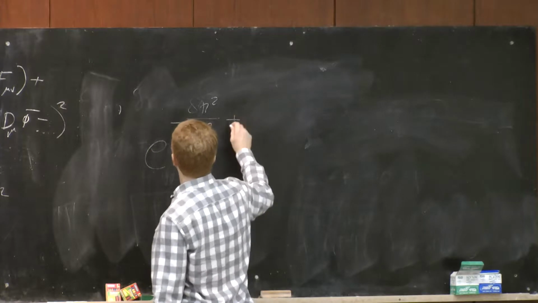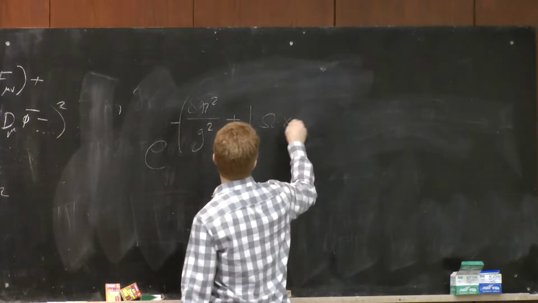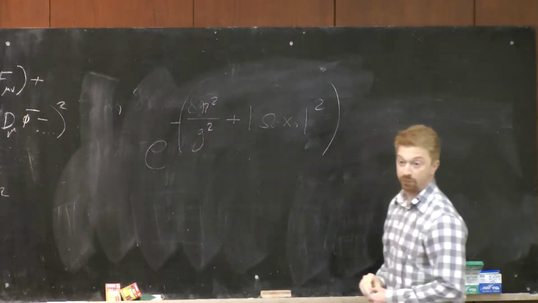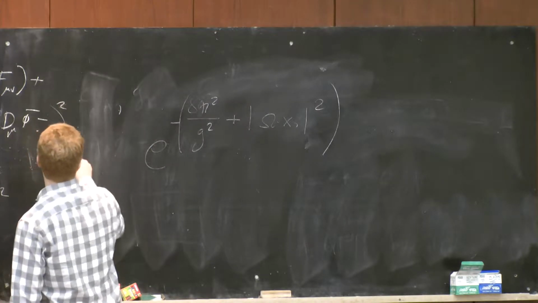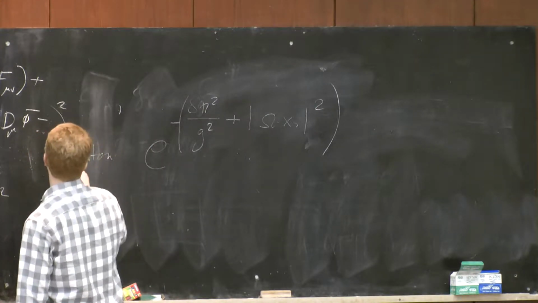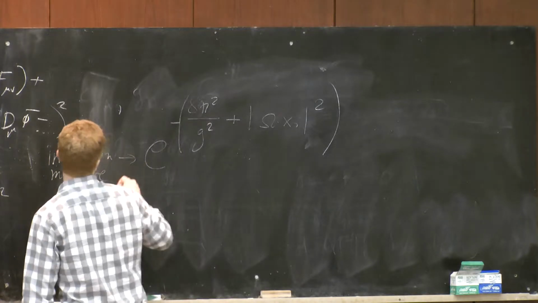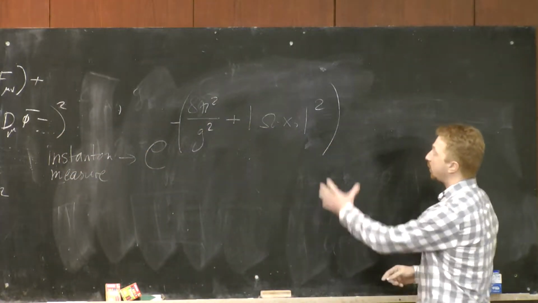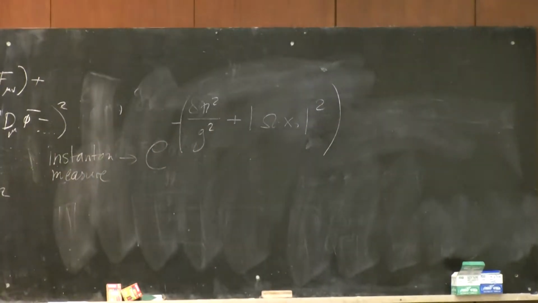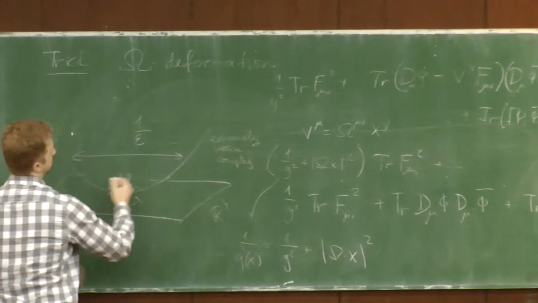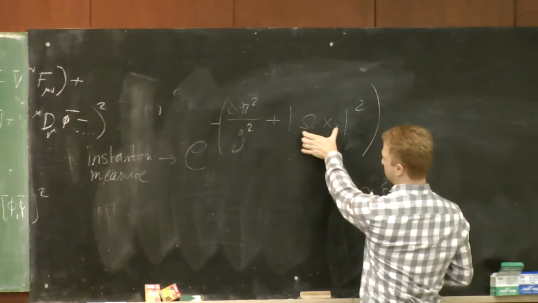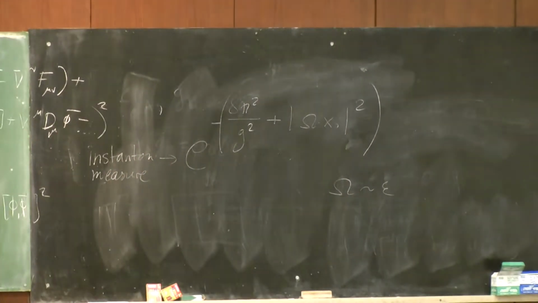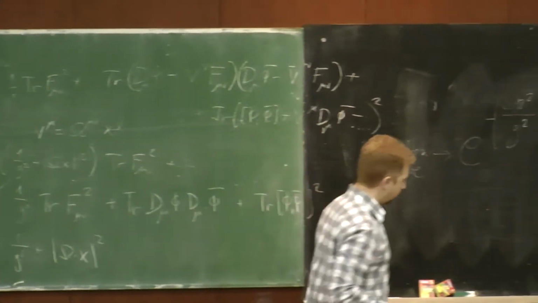Now it will start depending on the position of the center of the instanton. So the instanton measure will get corrected by this amount. And what it means is that it forces your instantons to sit within this box. So omega is of the order of epsilon. And so this is a Gaussian factor which makes them sit in the box of the size 1 over epsilon.